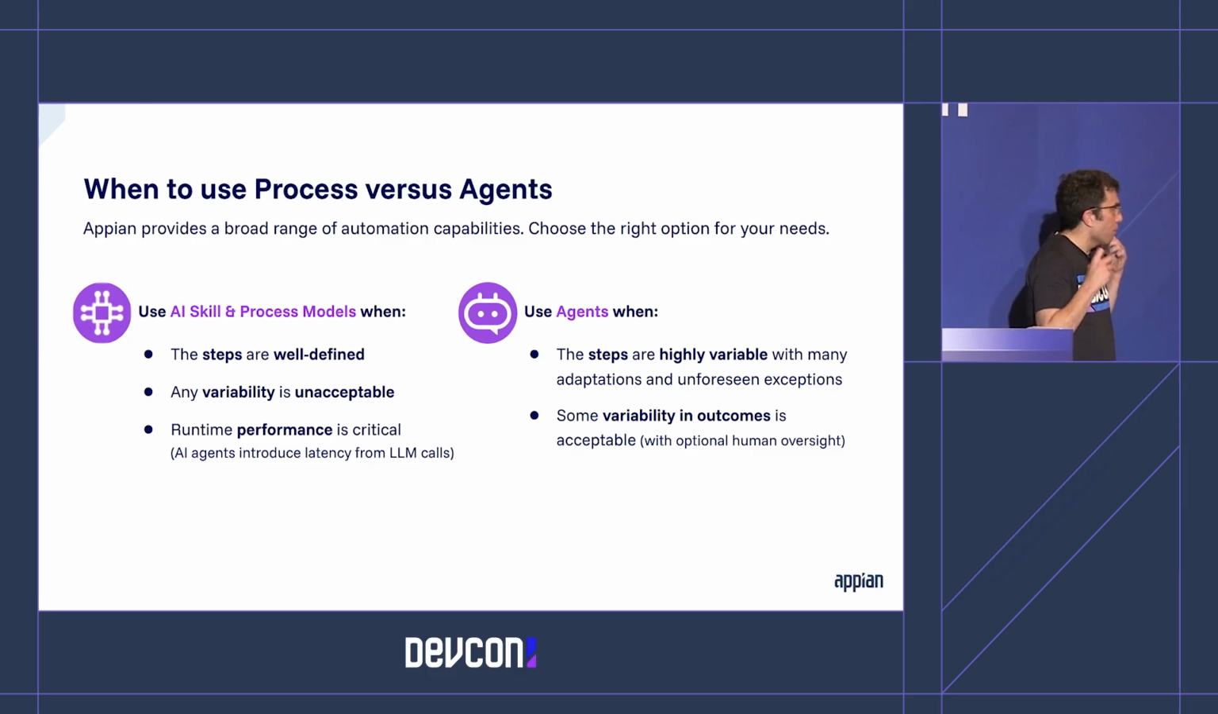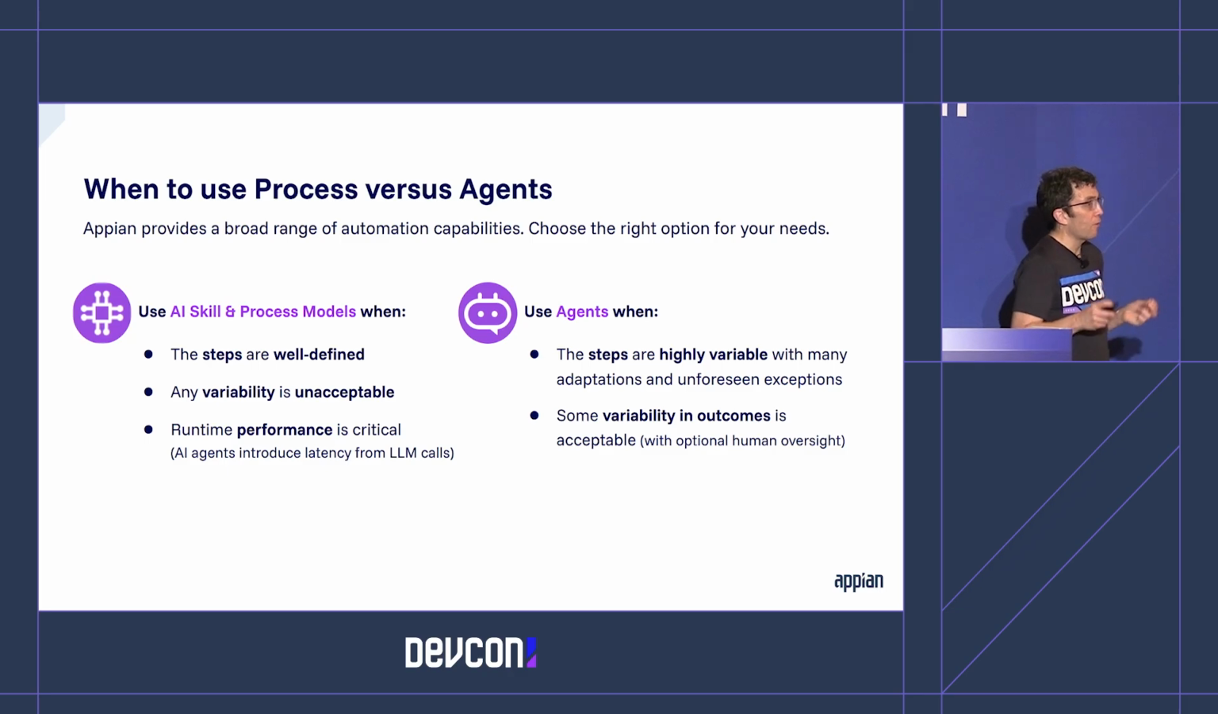So you're going to want to use process models when the steps are well defined. If you can draw this out on a diagram, that's a good use case for process models. If variability is unacceptable, so if you run process the same way 100 times, it's going to run the same way 100 times. An agent is non-deterministic, and it might have some unpredictability to it. Another thing is when runtime performance is critical. If you need it to run fast and you can't have latency in the process, you're going to have to use process.